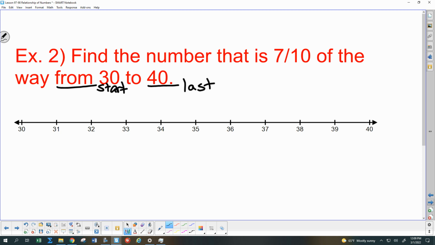So if I think about my number line, I'm starting here and I'm going that way to the right. If I go 7/10 of the way, is that more or less than half? That's more. So I better end up somewhere out in here, right? For my answer to make sense. If I end up with 42, is that going to work? What if I end up with 31? That's too close to 30. What if I end up with 27? That's not even in between.